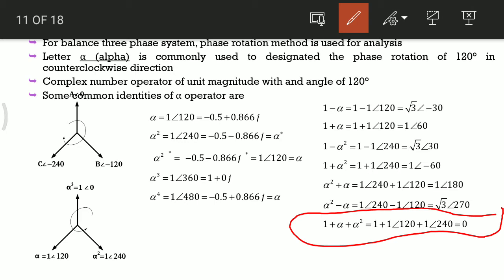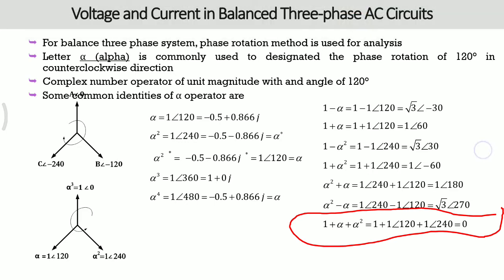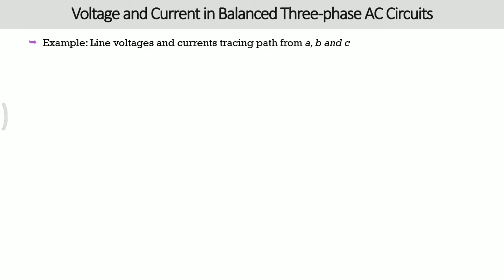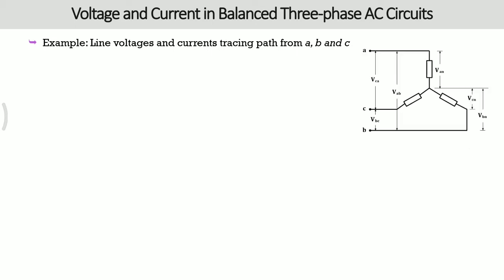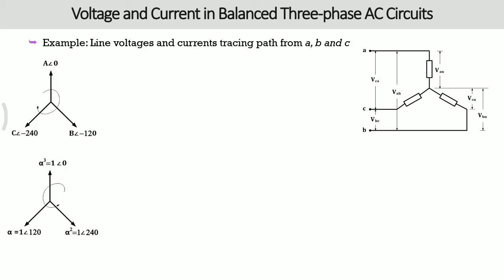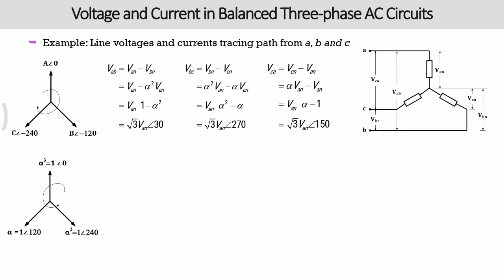Okay, now take one example: line voltages and currents, tracing the path from A, B and C. Okay, so this is the figure of a three-phase load. And now we want to calculate the line voltages. What is the line voltage here? You can see there are three line voltages: VAB, VBC and VCA.